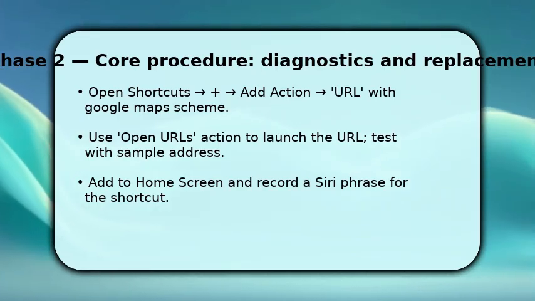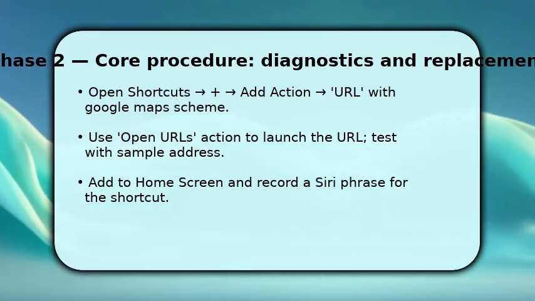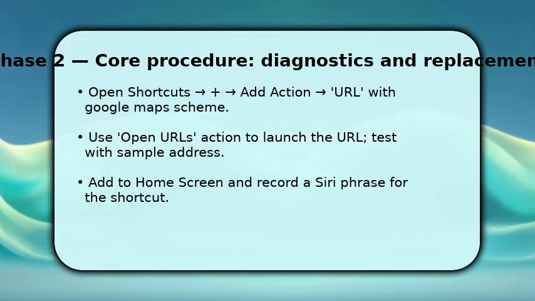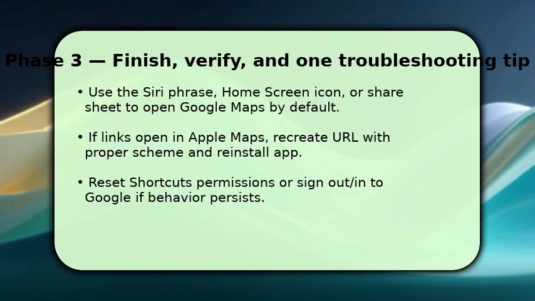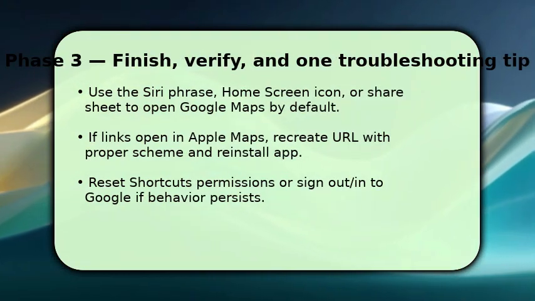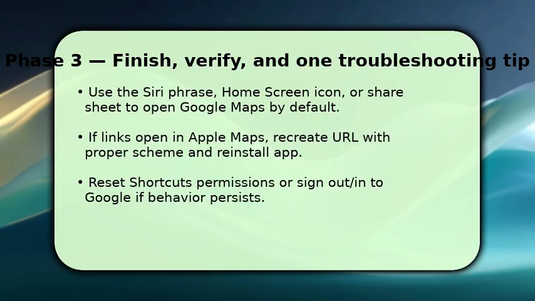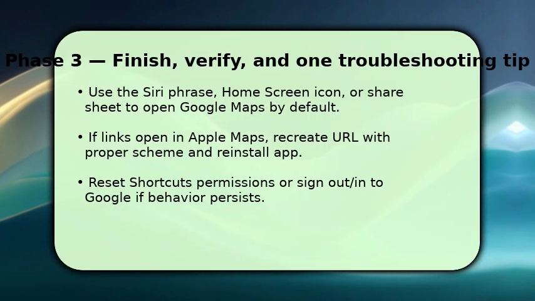Once the link reliably opens Google Maps to the right address, add the shortcut to your home screen and assign a clear Siri phrase like Navigate with Google. You finish by training yourself to use the shortcut, the home screen icon, or the share sheet when asking for directions. This effectively makes Google Maps your default workflow.